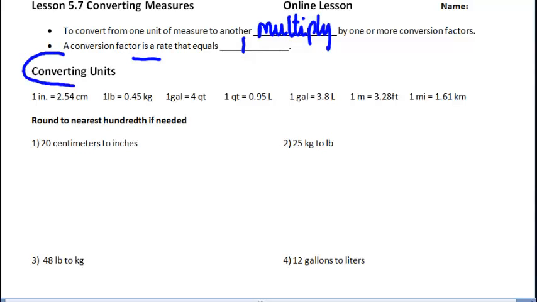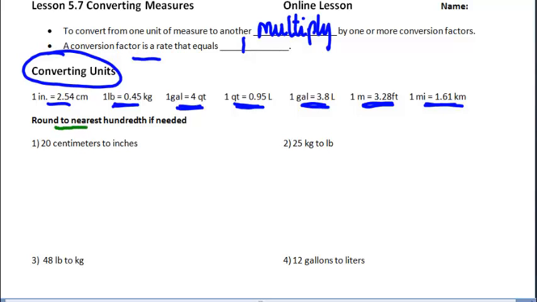On a test, for converting units, you will be given the conversion factors, so do not take the trouble of memorizing them. All you need to look for is the relationship that's given. So in this case, inches to centimeters, or pounds to kilograms, gallons to quarts, quarts to liters, gallons to liters, meters to feet, and miles to kilometers. Alright, let's go ahead and do some problems.